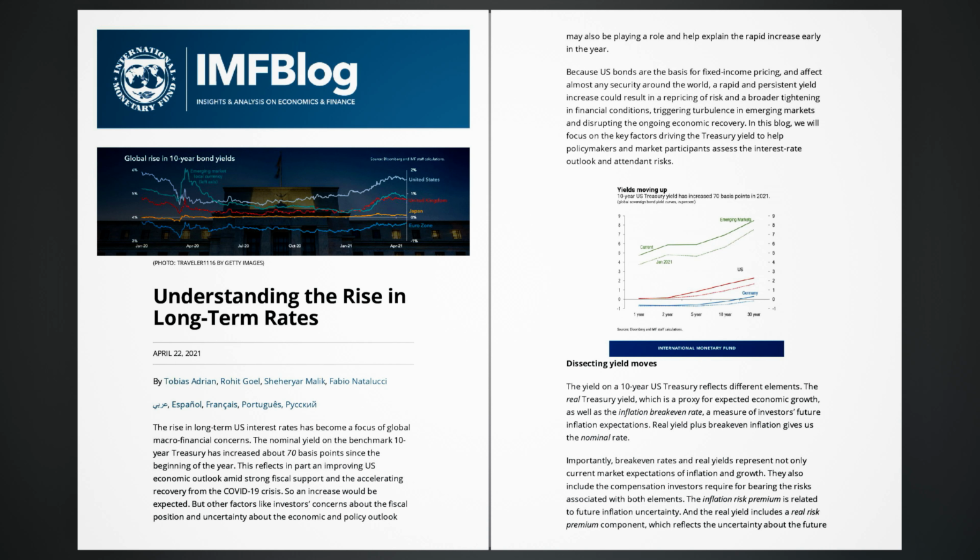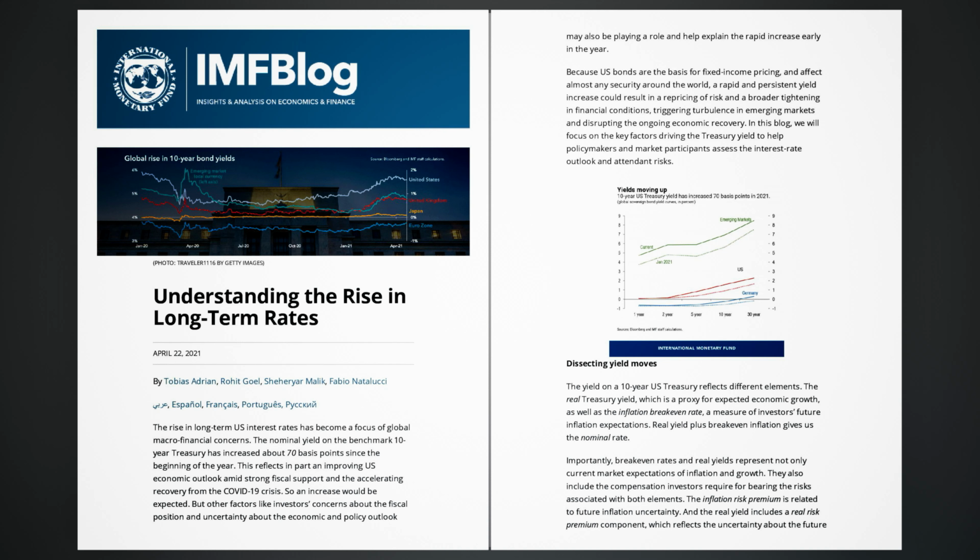The rise in long-term U.S. interest rates has become a focus of global macro-financial concerns. The nominal yield on the benchmark 10-year Treasury has increased about 70 basis points since the beginning of the year. This reflects in part an improving U.S. economic outlook amid strong fiscal support and the accelerating recovery from the COVID-19 crisis. So an increase would be expected. But other factors like investors' concerns about the fiscal position and uncertainty about the economic and policy outlook may also be playing a role and help explain the rapid increase early in the year.